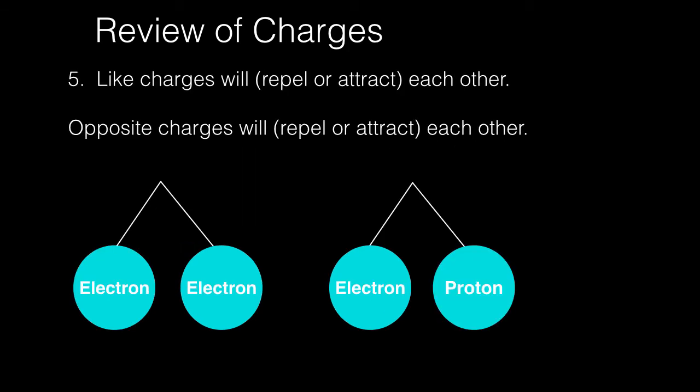Okay, so a final review of charges here. Let's answer this question. It says, like charges will, so for example, if these two electrons were tied together, an electron has a minus charge, because they are like charges, they want to repel each other. So they will want to move out. They want to get away from each other. And so like charges will repel. Opposite charges, for example on this one, where we have an electron and a proton, they will attract each other. They will move closer together. So attract. Opposites attract.